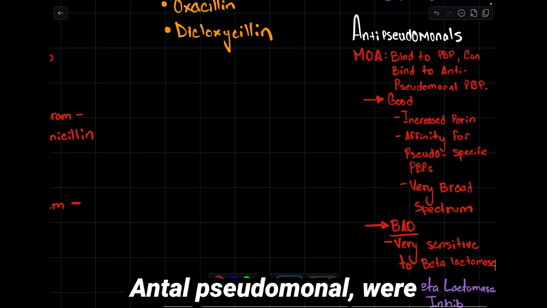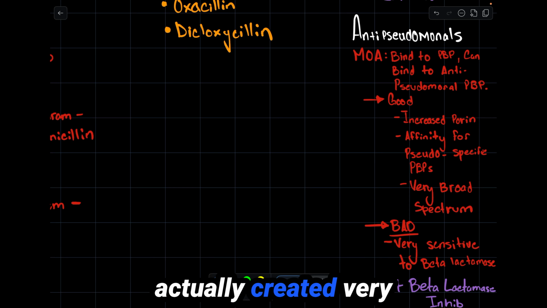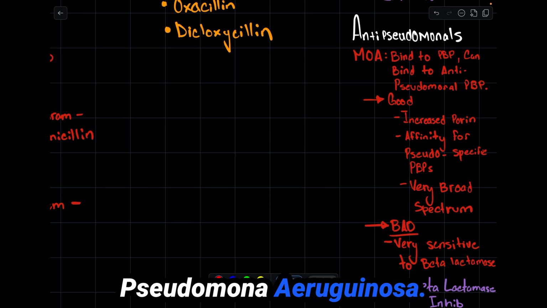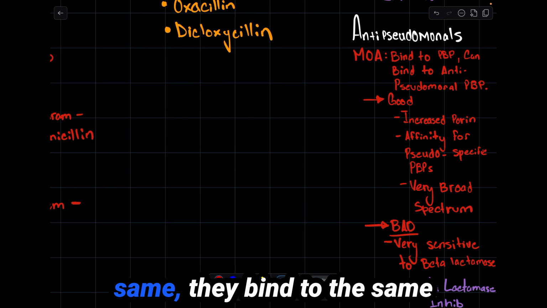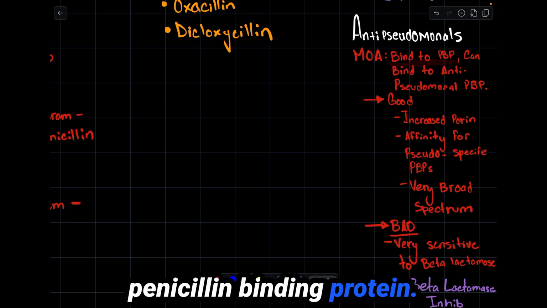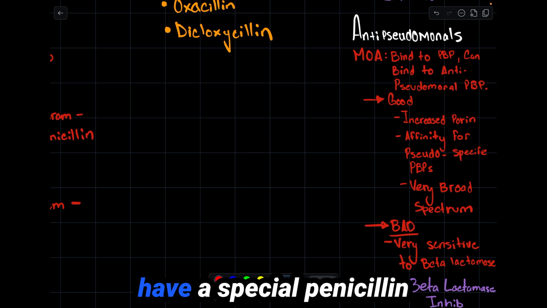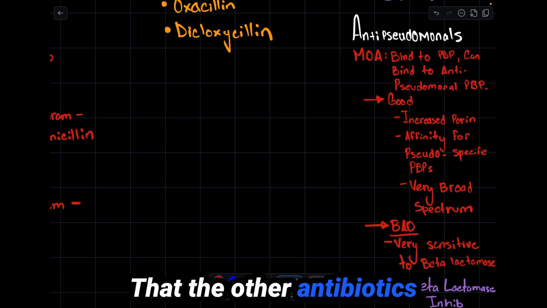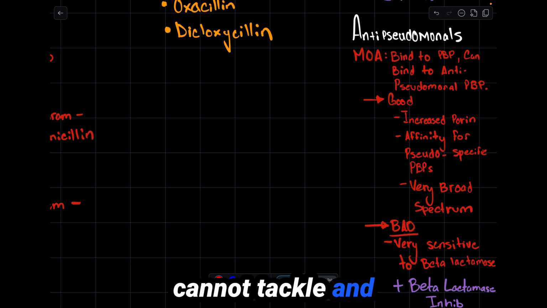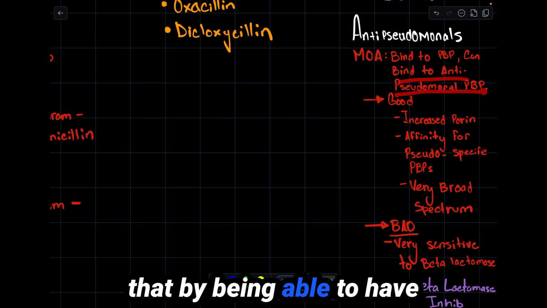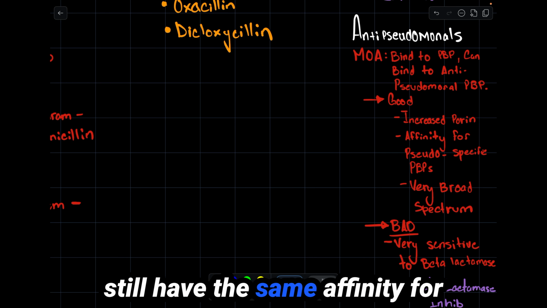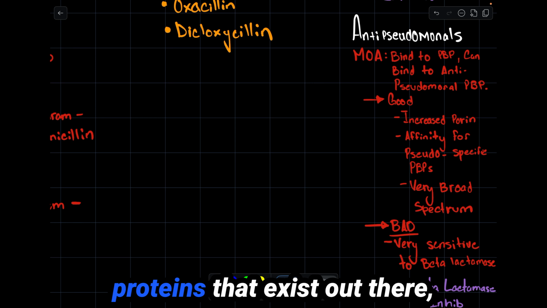Okay, so now we have the anti-pseudomonals. They were actually created very specifically to address Pseudomonas aeruginosa. They bind to the same penicillin binding protein. The only thing is that Pseudomonas has a special penicillin binding protein that has a different kind of affinity that the other antibiotics cannot tackle. And anti-pseudomonals address that by being able to have affinity for that specific penicillin binding protein. Now, these anti-pseudomonals still have the same affinity for all the other penicillin binding proteins that exist out there.